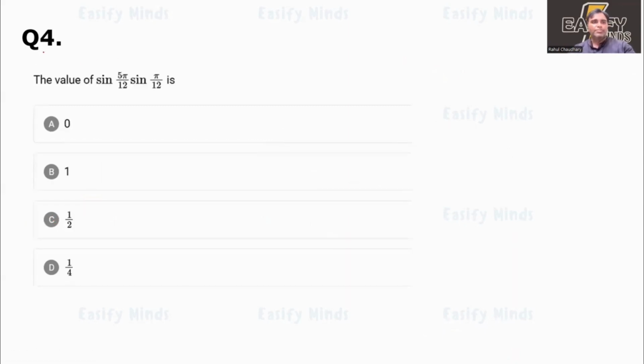Let's come to the fourth one. Sin 5 pi by 12 into sin pi by 12. Now let's see the solution. Fourth one. The answer is option D. Here we have been given sin pi by 12. I write first sin 5 pi by 12. So what I will do, I will multiply by 2 and divide by 2.